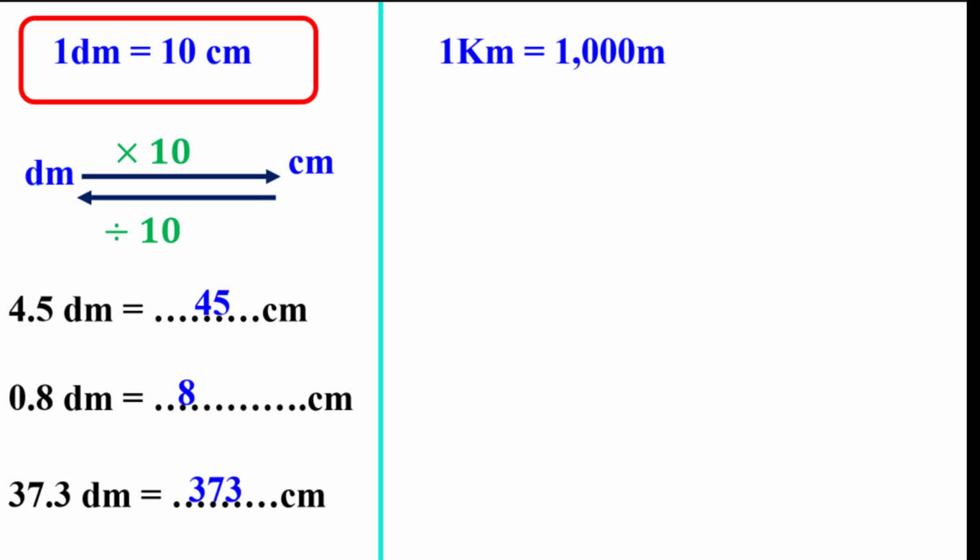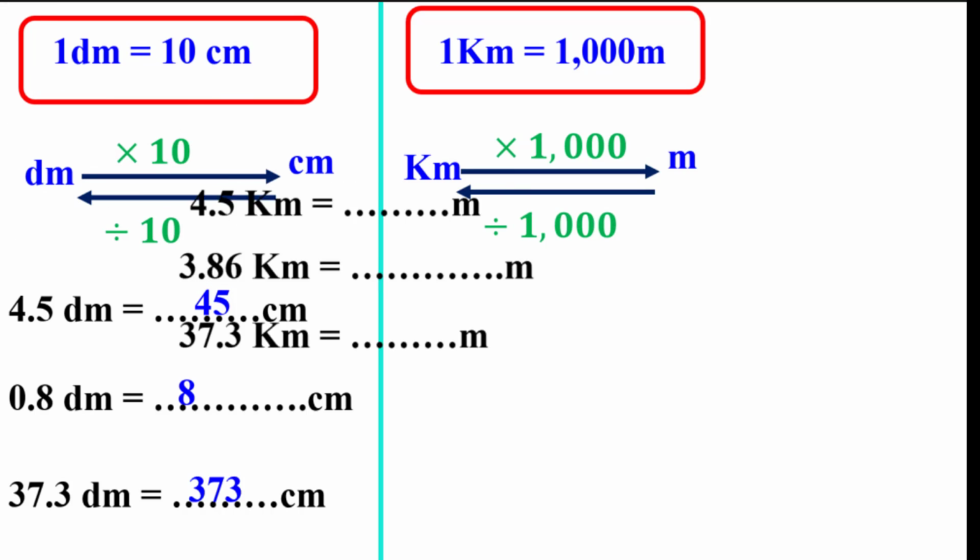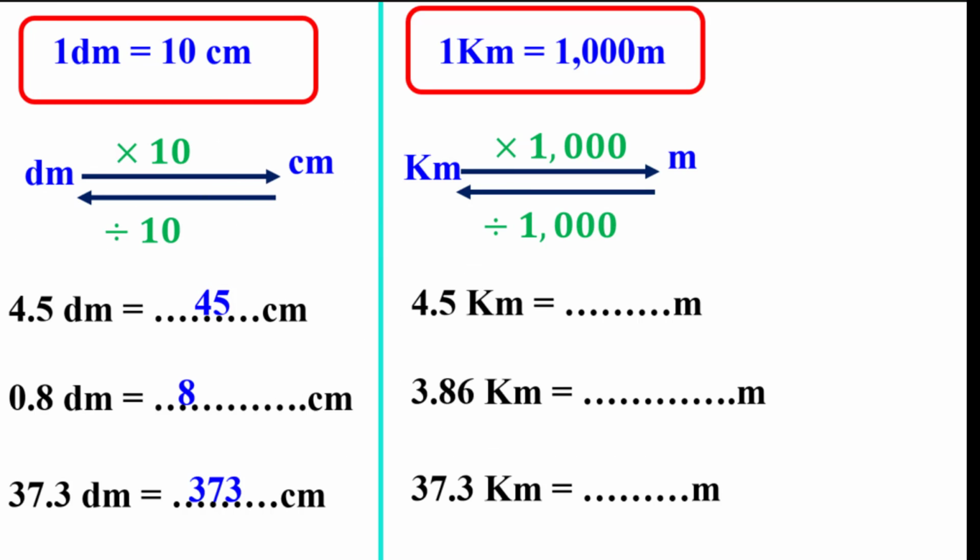We studied before that 1 kilometer equals 1000 meter. From kilometer to meter, we will multiply by 1000, and the reverse, divide by 1000. He asked, 4.5 kilometer equals how many meter? We have here just one decimal place. We can here multiply by 1000, so you have to insert 2 zeros because we will move the decimal point 3 digits to the right. It will be 4500.